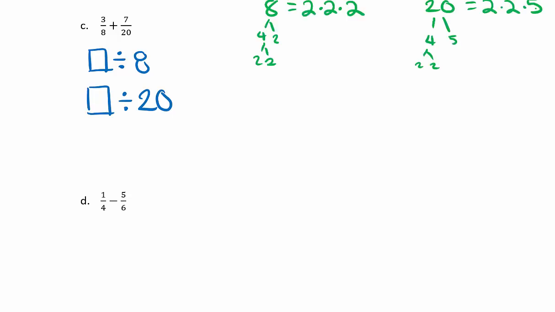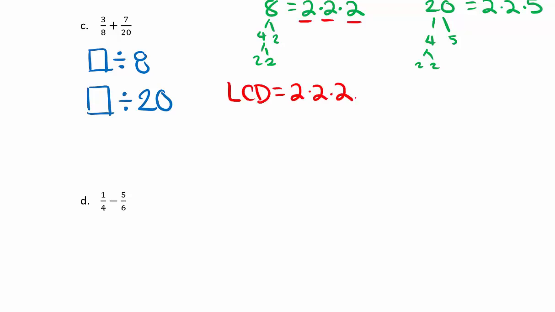8 is 4 times 2, and 4 is 2 times 2. That means the prime factors of 8 are 2, 2, 2. 20 is 4 times 5. Again, 4 is 2 times 2. So the prime factors of 20 are 2, 2, and 5.